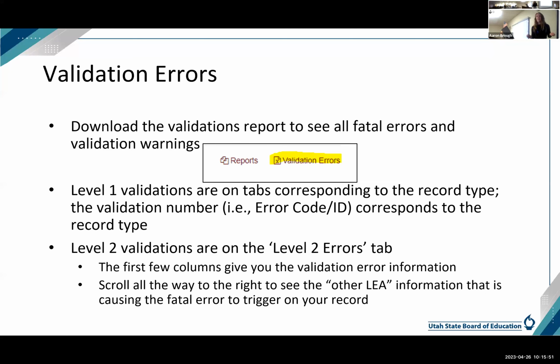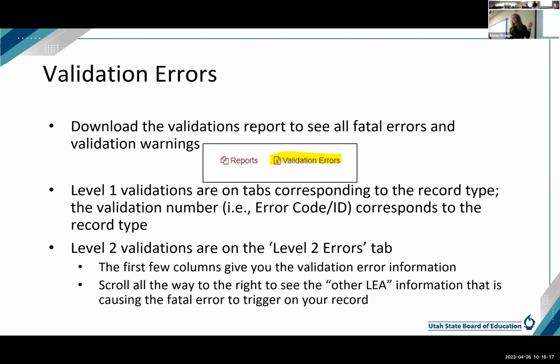So to access your validation error reports, you click on the top right corner of the UTREX overview screen, the validation error button, and that will download all the fatal errors and validation warnings. If you want to see them broken out in levels and fatals versus warnings, you can click on each one of the individual icons and you'll get one spreadsheet for each, or you can, again, just download all of them at once.